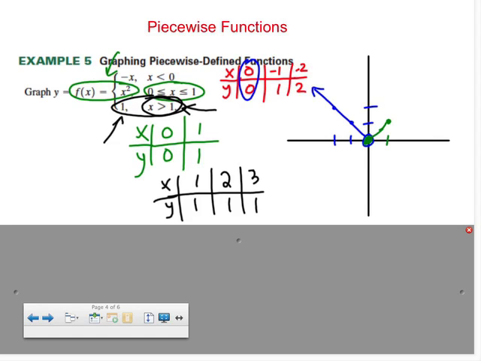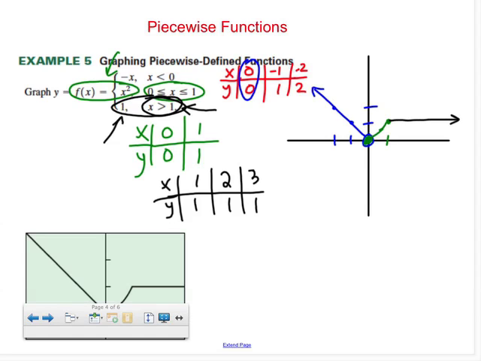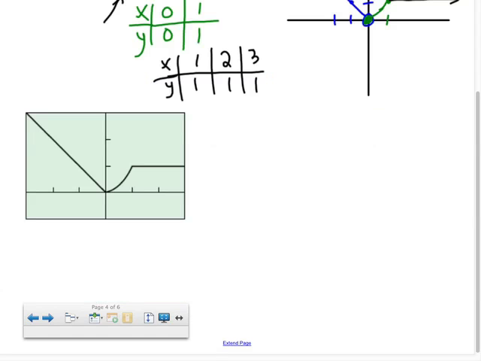So that's actually going to be a filled-in dot, and then I'm going to have a horizontal line going off in this direction. And I have a little bit nicer looking graph here, which is showing basically what I just had. You have the line here, then we have the part of the parabola there, and then the horizontal line going that way. So that's an example of a piecewise function.